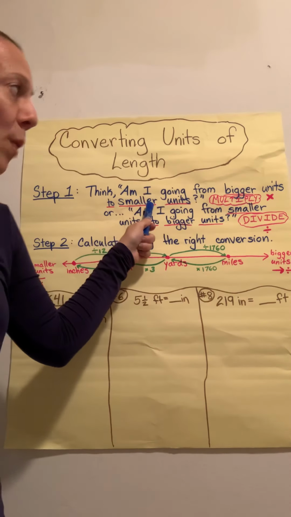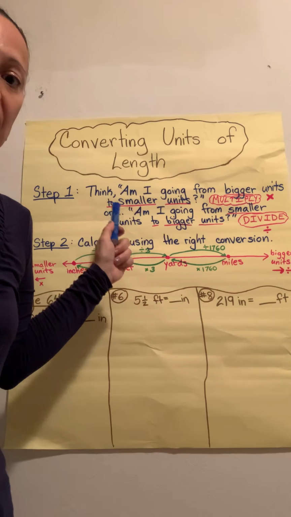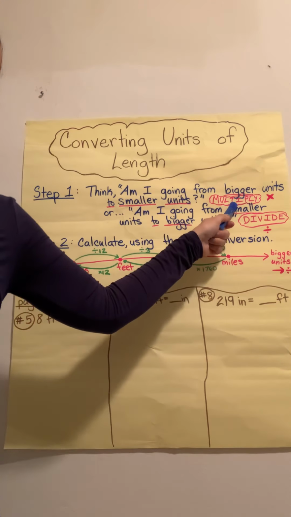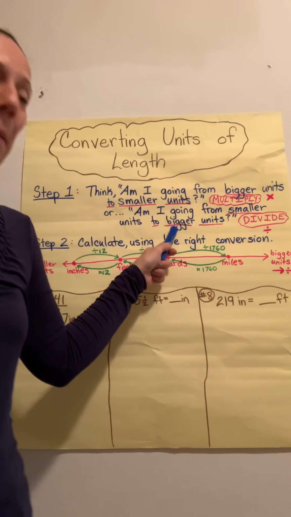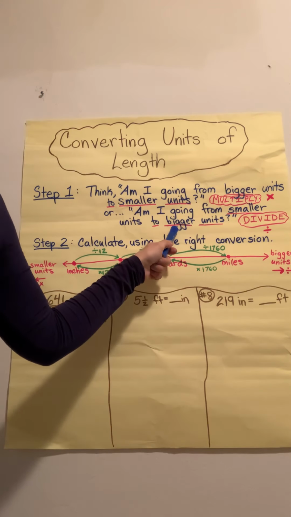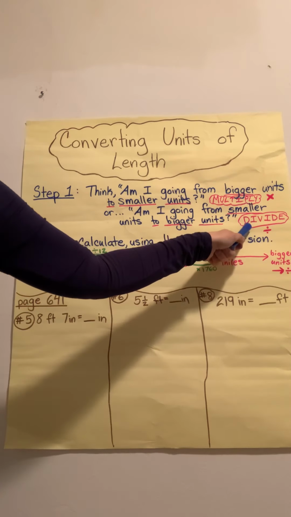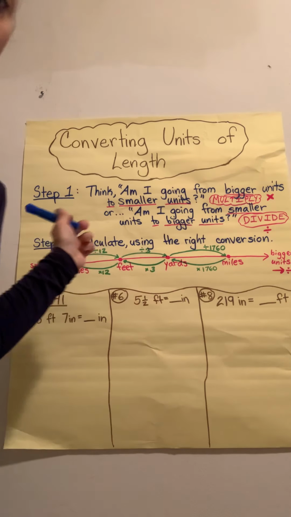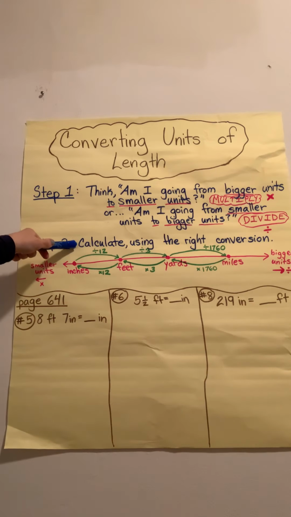When you're going to smaller units, it's going to take more of them to measure the same space because they're little. So you multiply to get a larger number. When you're trying to get a bigger unit, like a mile, it's not going to take as many to cover the same distance. So you divide to get a smaller number of those units. Once you decide whether you're going to multiply or divide, you need to calculate using the right conversions.